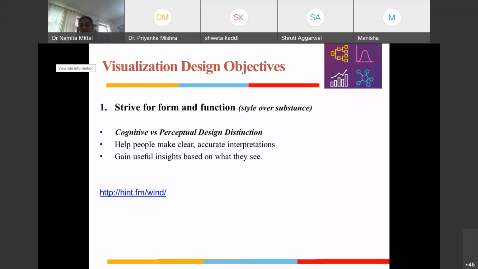Strive for form and function. Gain useful insights based on what they see. How they see, how they perceive, how they receive. Everything we have to do like this. So there's a link behind it. Everything about this first objective is given in detail. You can just read it.